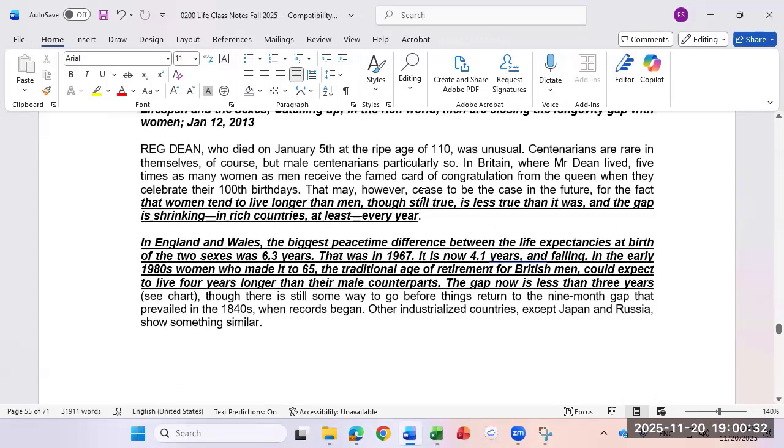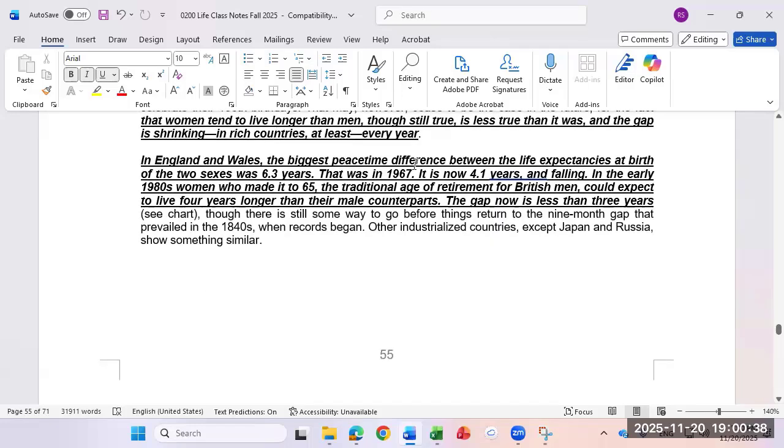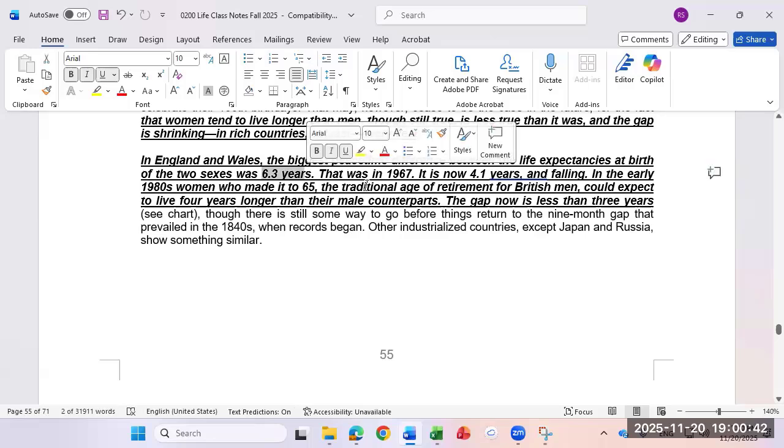Women do live longer, and the gap has been shrinking in rich countries. In England and Wales, the biggest peacetime difference between the sexes was 6.3 years. It's now only 4.1 years, and it's falling. In the early 1980s, women who made it to 65, the traditional retirement age, could expect to live 4 years longer. The gap now is less than 3 years, so men are catching up.